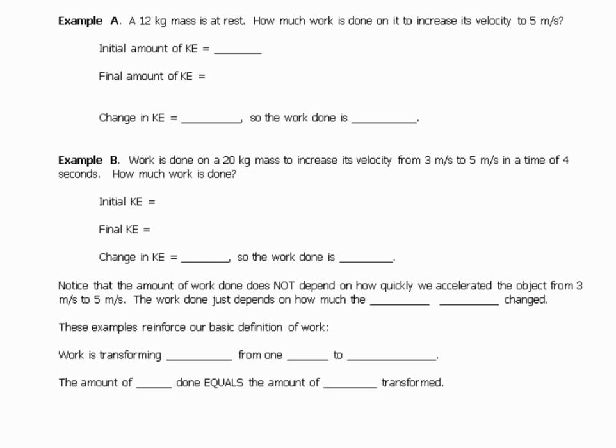Example A, a 12 kilogram mass is at rest. How much work is done on it to increase its velocity to 5 meters per second? So the initial amount of kinetic energy is 0 because it is at rest. In order for an object to have kinetic energy, it has to have both mass and velocity. If velocity is 0, kinetic energy is 0.